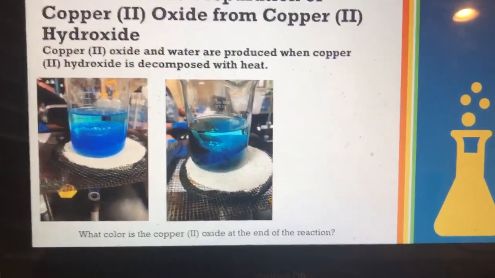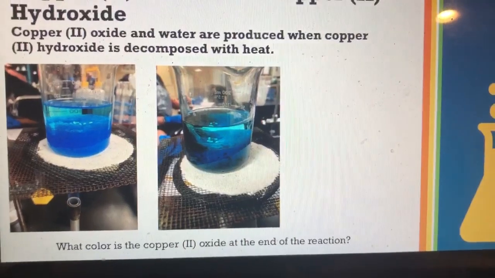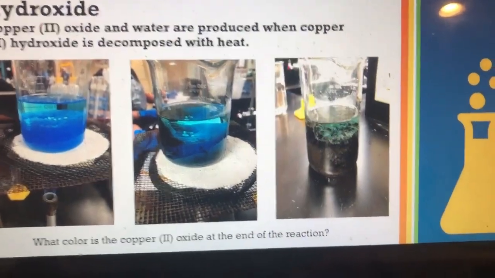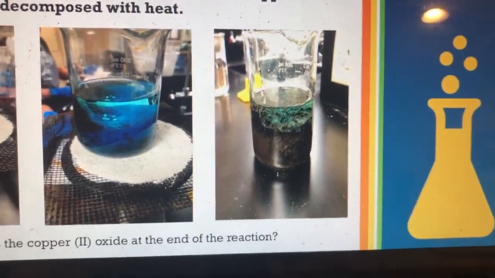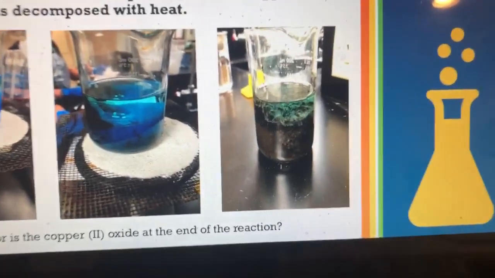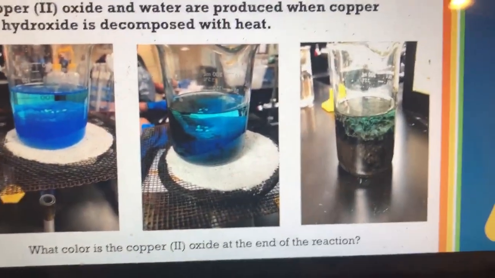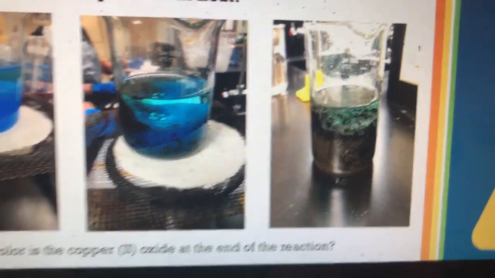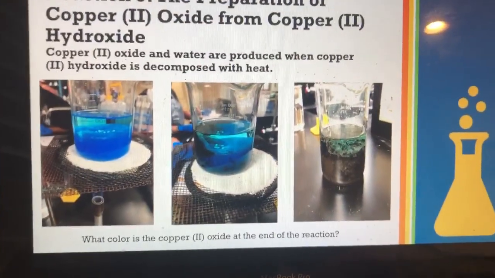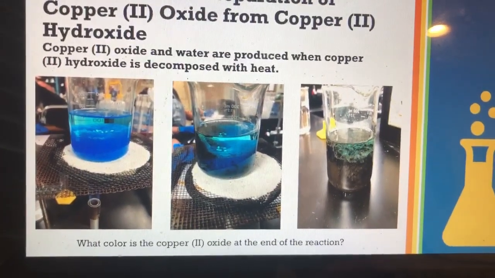Okay, and it's going to start bubbling a little bit, and we're going to get something I like to call New Orleans water, after Katrina. So you get this copper 2 oxide that's formed that's a dark brown. Okay, so what color is the copper 2 oxide at the end of the reaction? It's a dark brown.